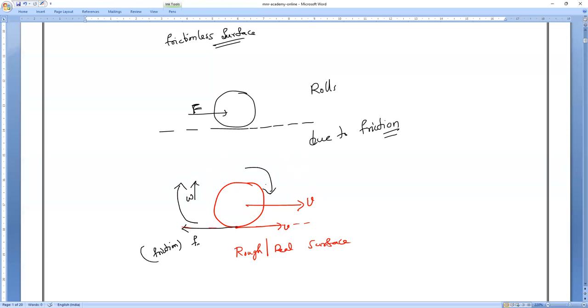Clockwise or anti-clockwise? It is clockwise. Rotating clockwise. So now, in this case, if it is a rough surface, all of you remember, due to the friction only, it is possible to roll the object.